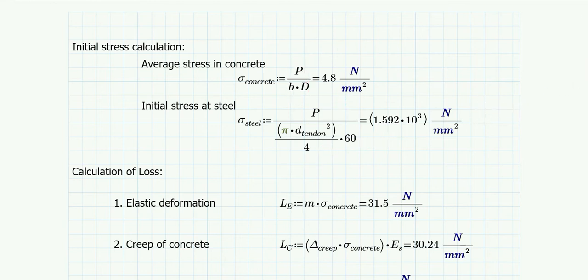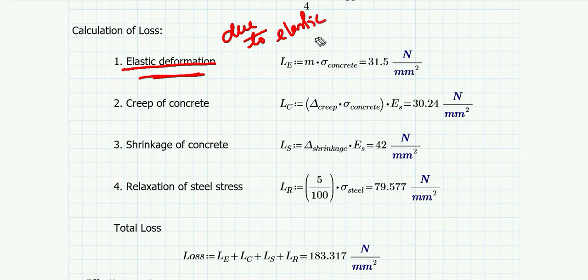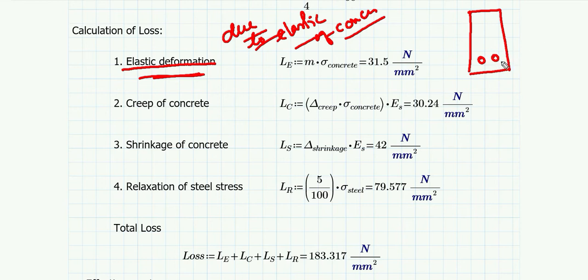Now let's see what the losses are. The first loss that we are going to calculate is due to elastic deformation. This is the loss in steel due to elastic deformation of concrete. For that, first of all, you need to find out the stress in concrete. Suppose this is the section and here you have the tendons. If this is the strain diagram, then you need to find out the strain at the steel location. How do we find the strain at this location? Either you can find the stress and then convert the stress to strain, and then find the stress in the steel.